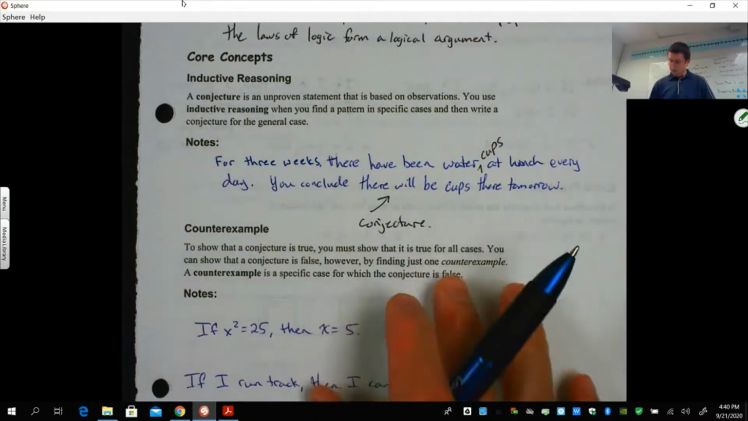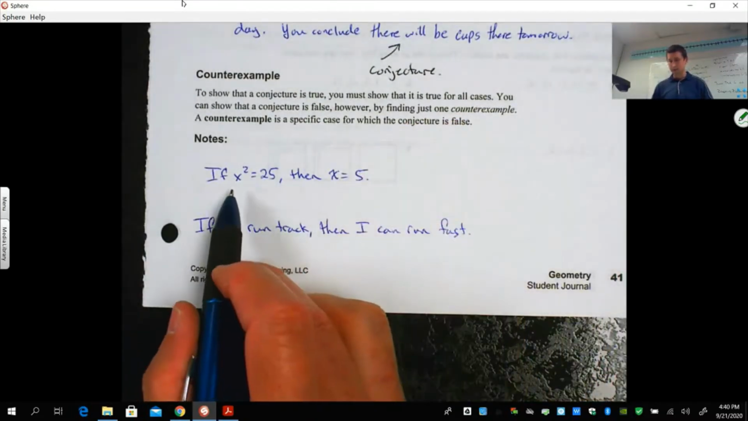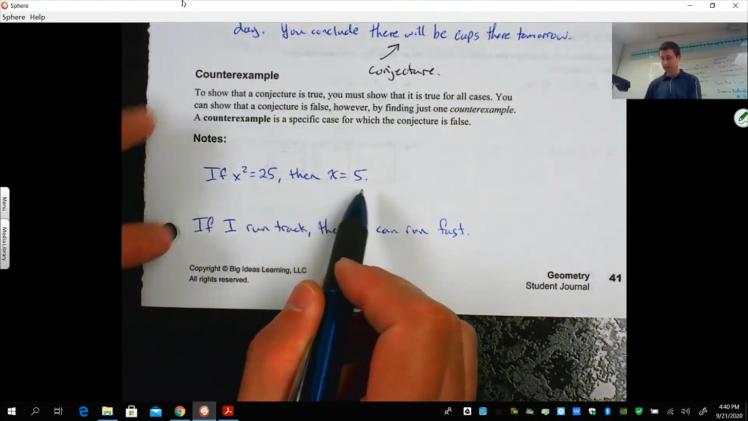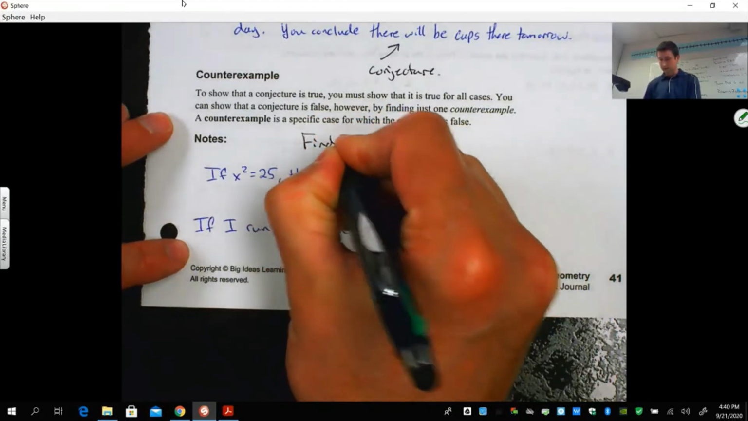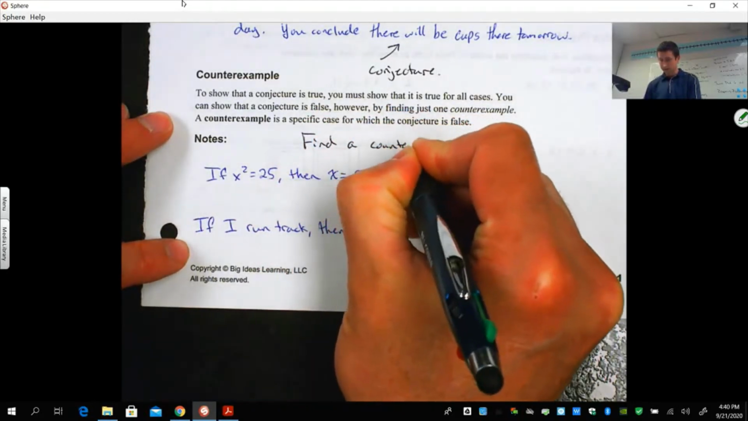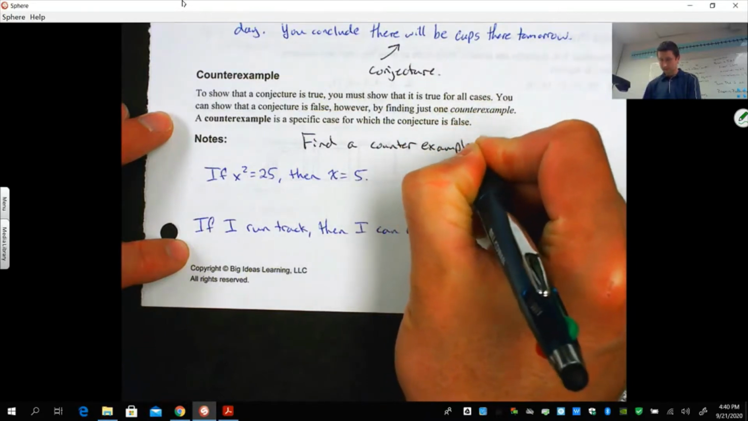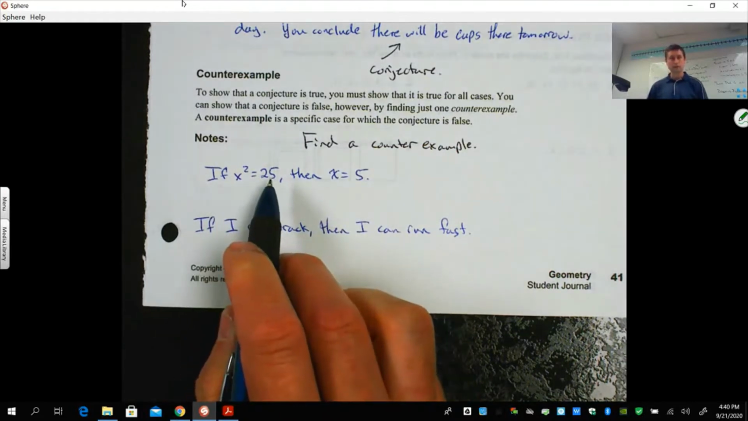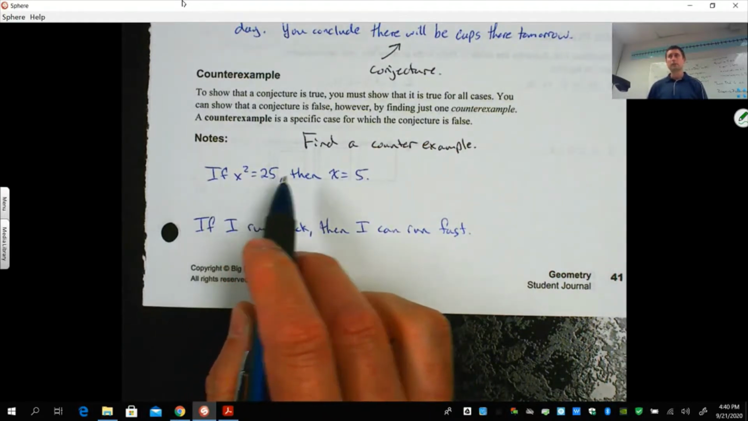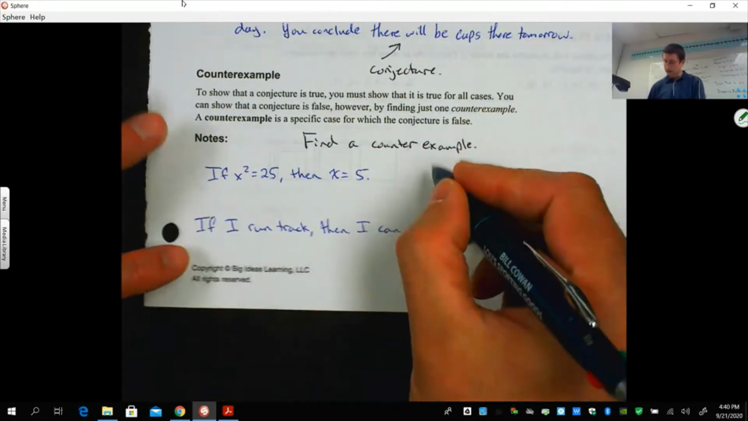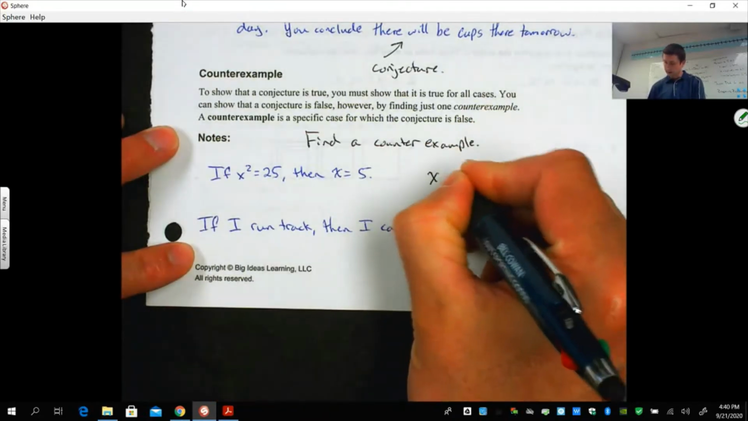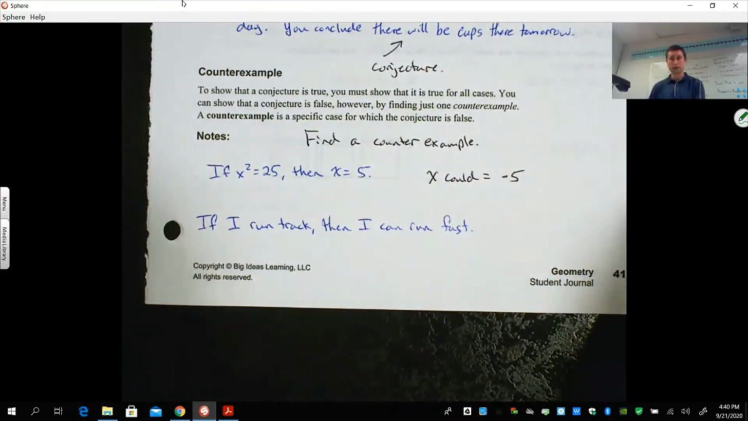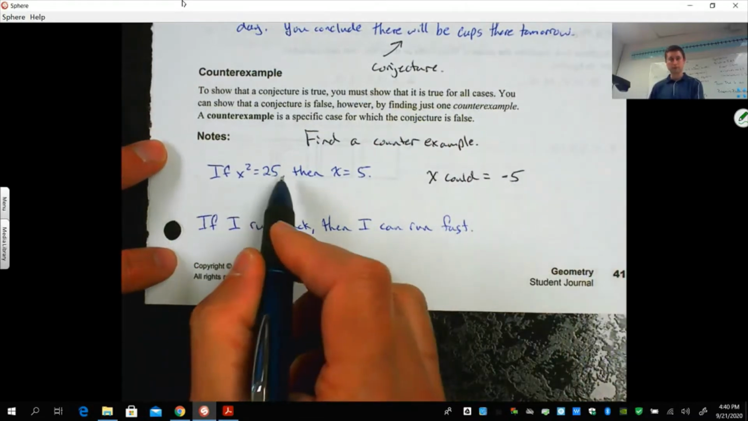There will be cups tomorrow because you've seen the pattern and you feel like it's going to actually happen. Okay. So examples of counterexamples would be if I have this conditional, if x squared equals 25, then x equals 5. And the instructions may say find a counterexample. So is 5 the only number that we can square to get 25? So we think about what other number could we square? And the answer is x could equal -5. Because -5 squared is positive 25. So that would be a counterexample to this rule.